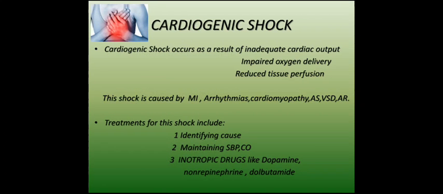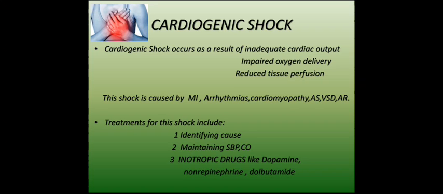We'll discuss later. Cardiogenic shock occurs as a result of inadequate cardiac output, impaired oxygen delivery, and reduced tissue perfusion. This shock is caused by myocardial infarction, arrhythmias, cardiomyopathy, aortic stenosis, aortic regurgitation, ventricular septal defects. This is usually caused by injury to the heart.